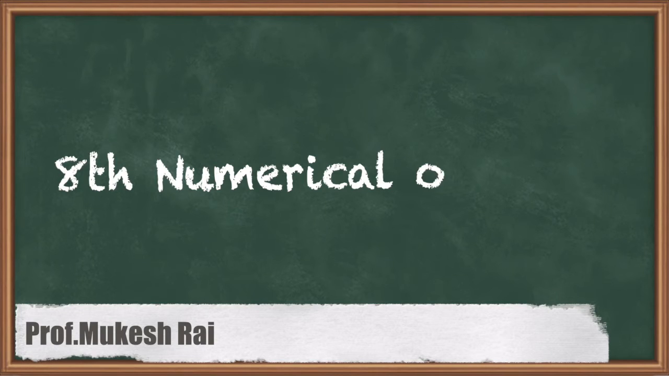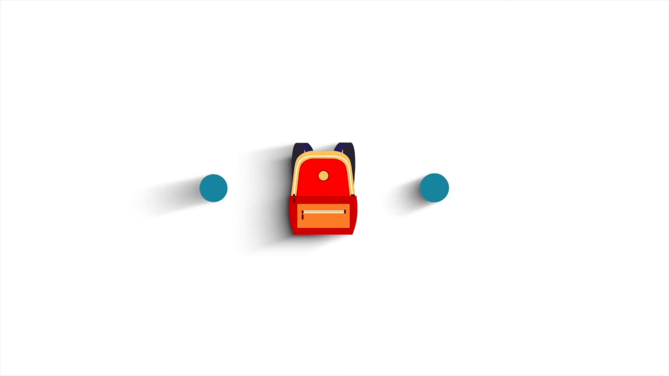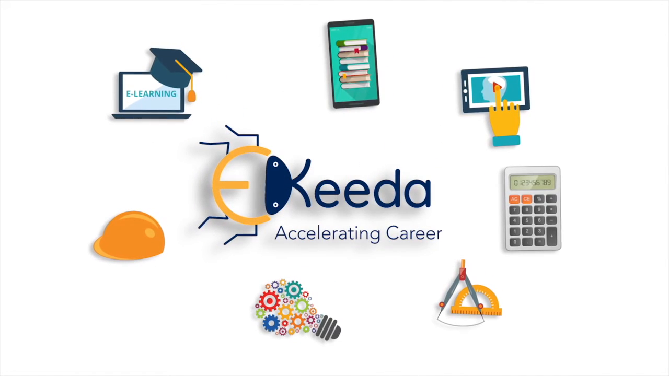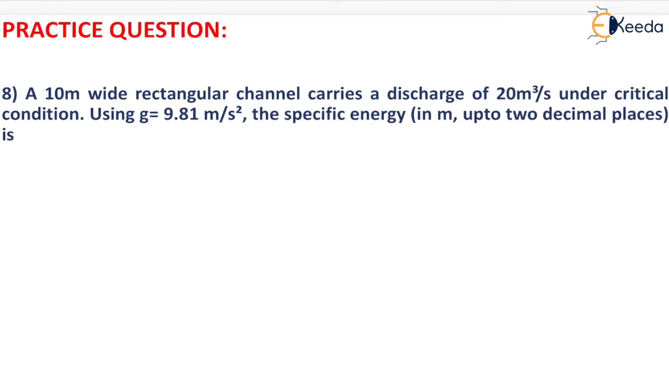Hello students, today we are going to solve the 8th numerical of a previous year GATE question. The question is given as: a 10 meter wide rectangular channel carries a discharge of 20 meter cube per second under critical condition. Using small g equals 9.81 meter per second square, the specific energy in meter up to 2 decimal places is. Now we have to find the specific energy for this question.